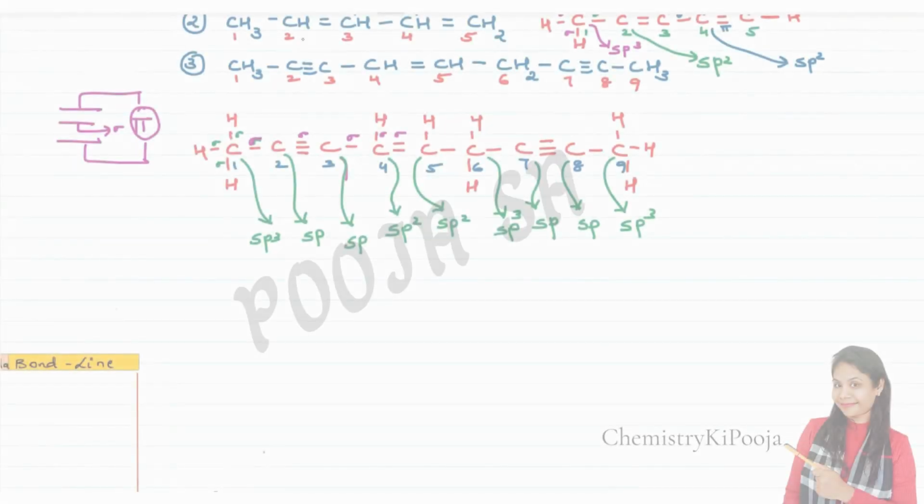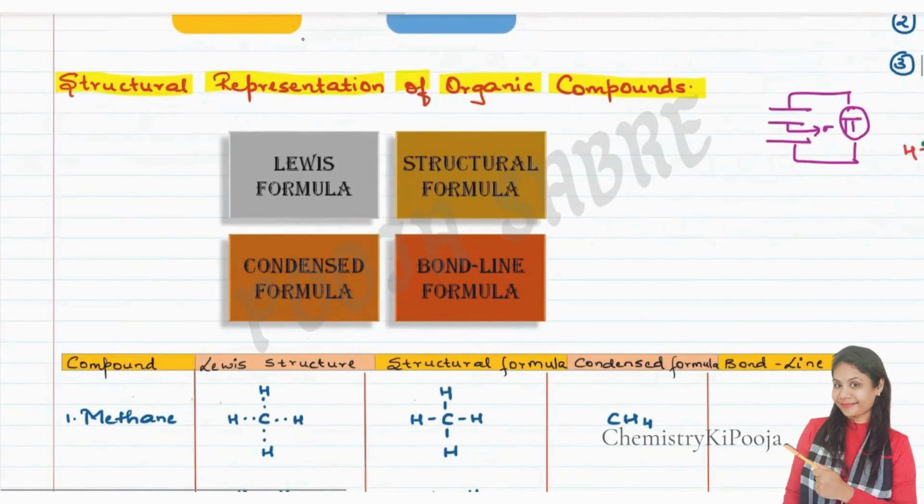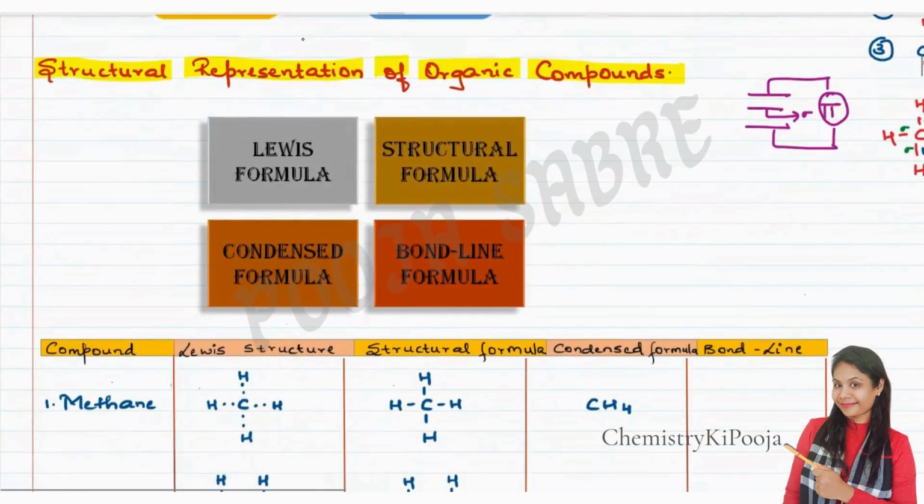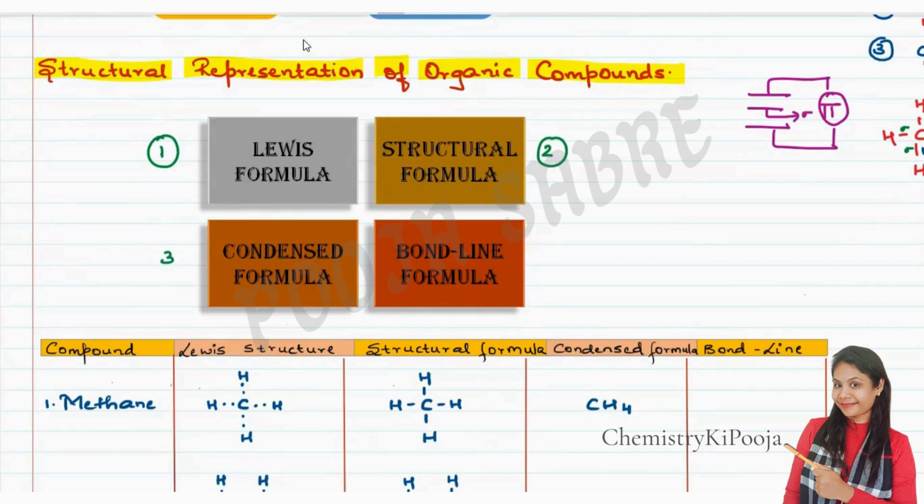Let us now proceed ahead with the next topic, that is structural representation of organic compound. Now remember students, the organic compounds can be represented in different ways. The first one is Lewis formula. The second one is structural formula. Then comes a condensed formula. And then the fourth one is a bond line formula. Now we are going to study each and every formula in detail using different examples.